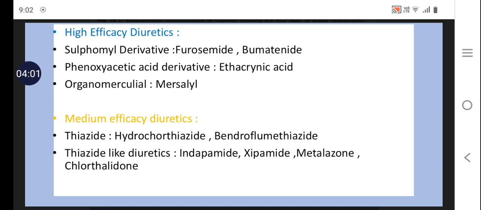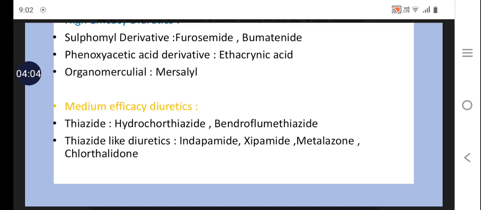And thiazide-like diuretics means their function is similar to the thiazide diuretics, but their structure is different. They are structurally different, and that's why they are called thiazide-like diuretics. They are structurally different from the thiazide diuretics, but their mechanism of action is similar to the thiazide diuretics. It includes drugs like indapamide, xipamide, metolazone, chlorthalidone.